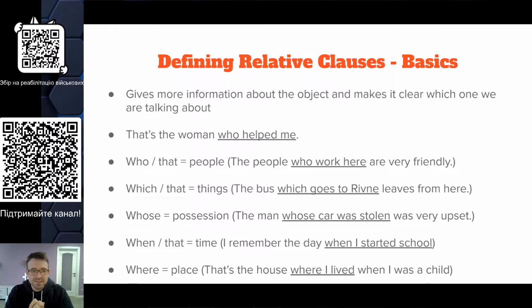So what we're going to be doing today is we're going to be looking at the two principal types of relative clause, and in addition to this there will also be a few tasks for you to have a look at, for you to try, so that we can practice the theory.